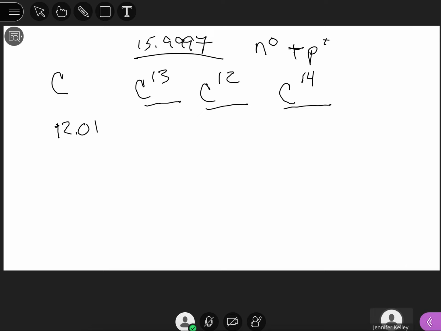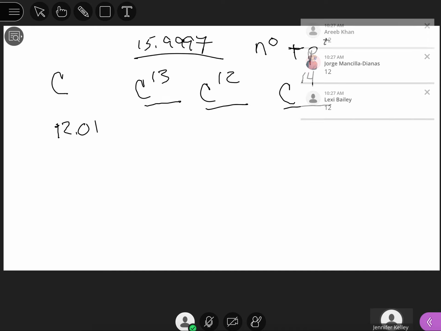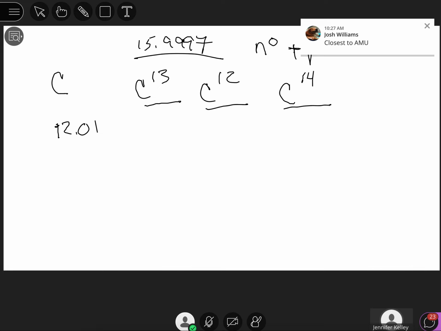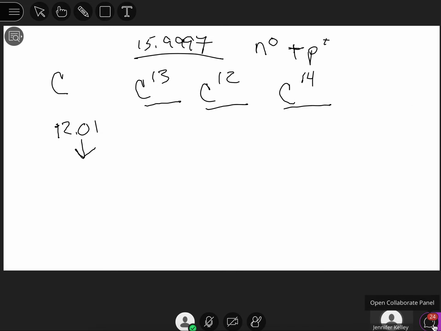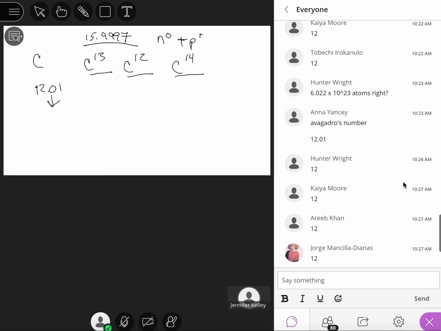So which one do you think there's the most of? Carbon 14, 13, or 12? Carbon-12. And how can you tell that it's probably mostly carbon-12? Any ideas? Correct. It's closest to 12. So if I look at this number here, it's almost exactly 12. So it means the mass leans heavily towards 12.